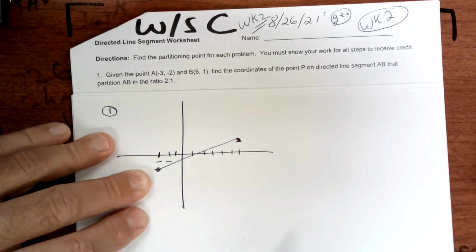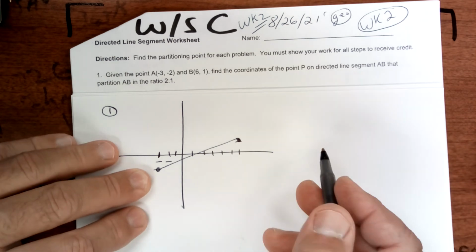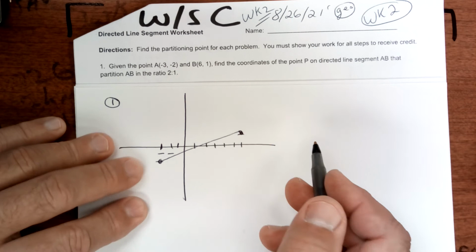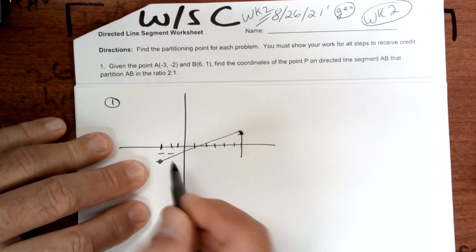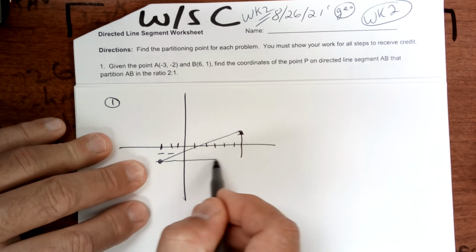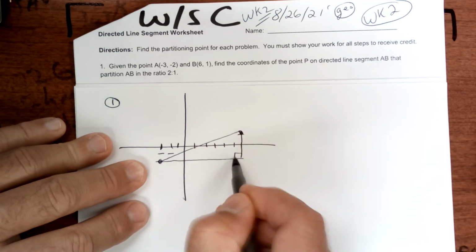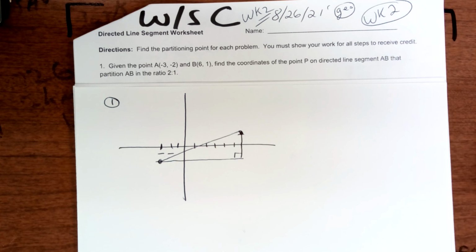Now here's the trick to this, okay? So pay attention. You're going to make a right triangle. So you're going to come down straight, and you're going to come over, and you're going to make a right triangle. That's step 1, okay? And after you make a right triangle, you're going to count how many flat ones and how many vertical ones.